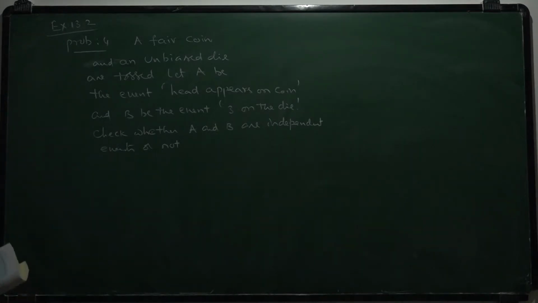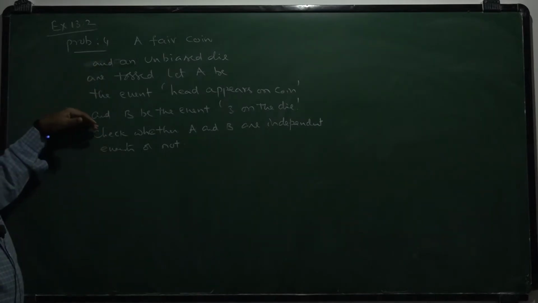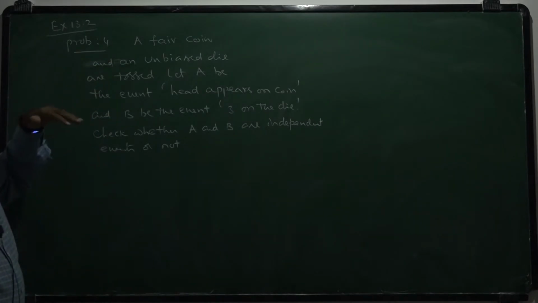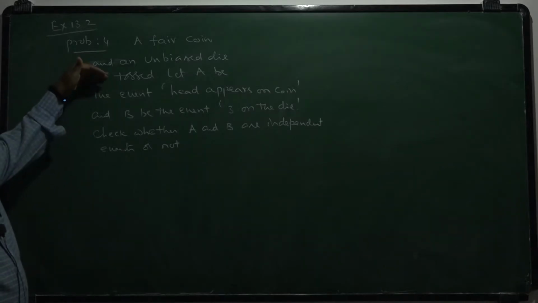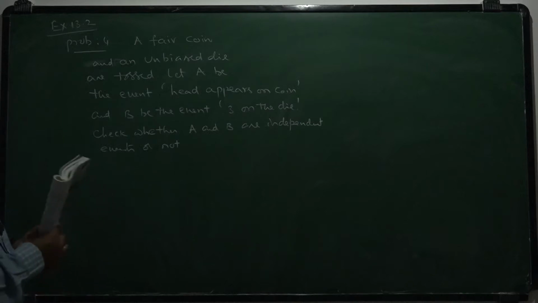A fair coin and an unbiased die are tossed. A stands for the event that head appears on the coin, and B stands for the event of getting the number 3 on the rolled die. In such a case, we have to check whether A and B are independent events or not.